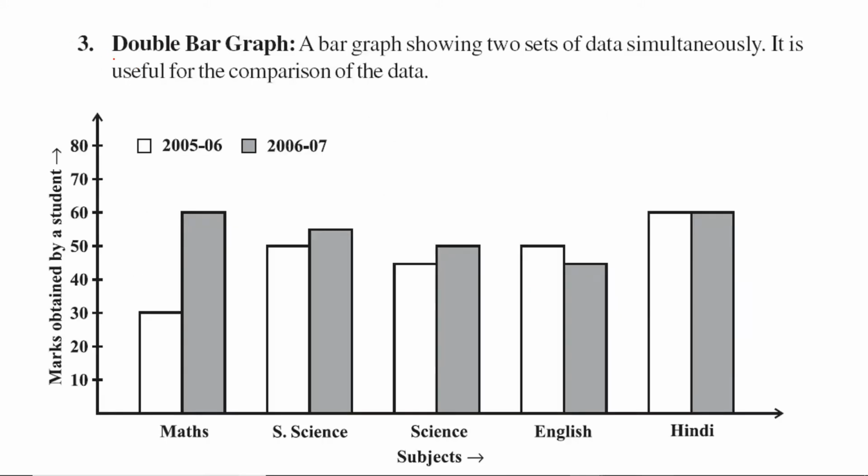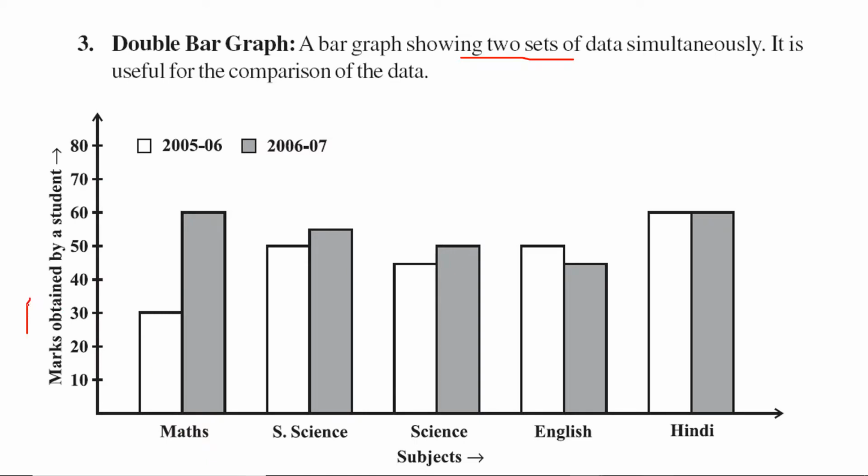So then we have the double bar graph. Now you want to compare two sets of data simultaneously. So this is the double bar graph. We also have the multiple bar graph. If you want to compare 3, 4, this is also possible, but here we'll learn about two sets of data which we want to compare simultaneously. And how to compare the data?